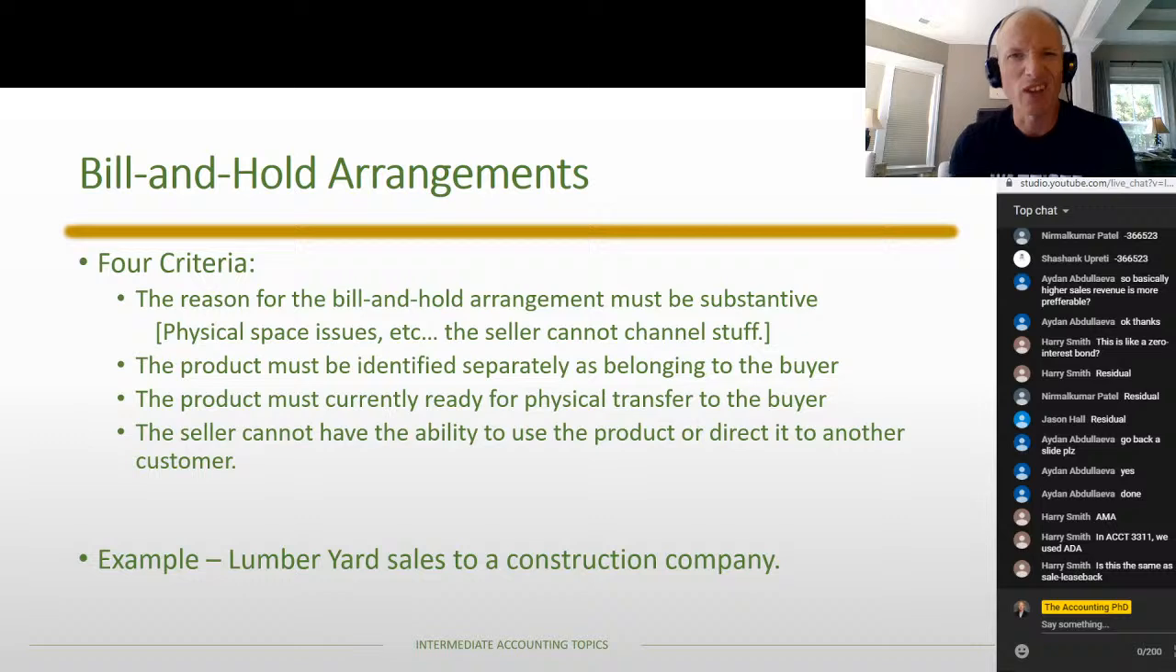And so that's just kind of the classic example of a situation where they can actually record the revenue using this bill and hold arrangement. But again, if you can't meet these 4 criteria, then you have to wait to recognize the revenue until the buyer takes possession of the good.